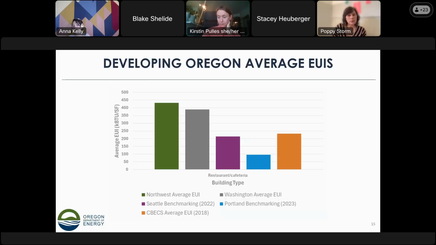And what we ultimately recommended is that if you see the difference between the CBEX average EUI and the top of the Northwest average EUI, which is in the green, so you're comparing that green to the orange, there's about 200 points difference between those, and we went somewhere in the middle. So we basically took the CBEX average EUI and we added about 100 points to it. So it's right about in the middle between the top of the orange and the top of the green. And that's all, just those four building types are the only types that we recommended making custom adjustments for Oregon.